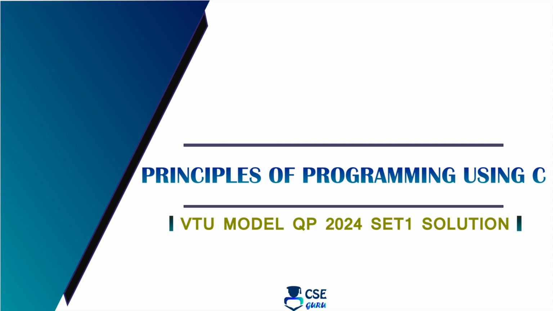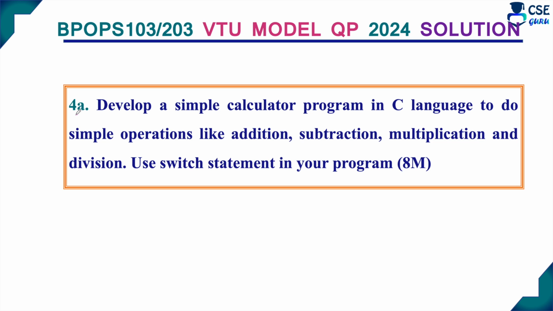Principles of Programming using C, BTU Model Question Paper 2024 Set 1 Solution. Question number 4a. Develop a simple calculator program in C language to do the simple operations like addition, subtraction, multiplication and division. Use switch statement in your program. So here we have to write a C program to perform the simple calculator operations like addition, subtraction, multiplication and division using switch statement. This is an 8-mark question. Okay, write the C program and provide with output.